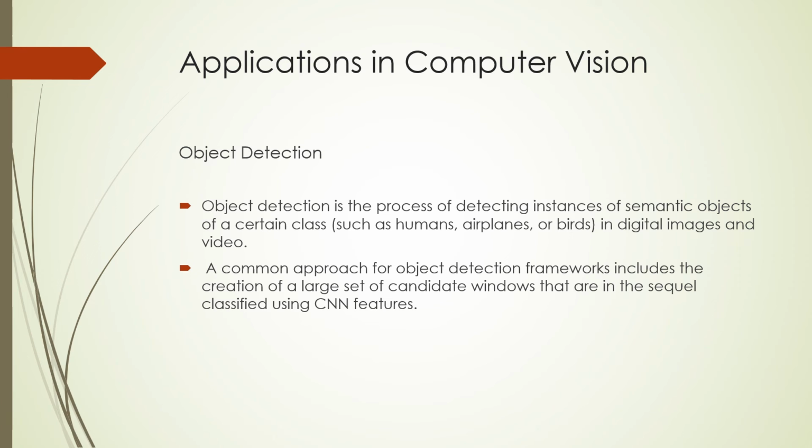So let's look at the applications of deep learning in computer vision. The first application is object detection. Object detection is the process of detecting objects of a certain class, such as humans, airplanes or boats, in digital images and video. A common approach for object detection frameworks includes the creation of a large set of candidate windows that are classified using features.